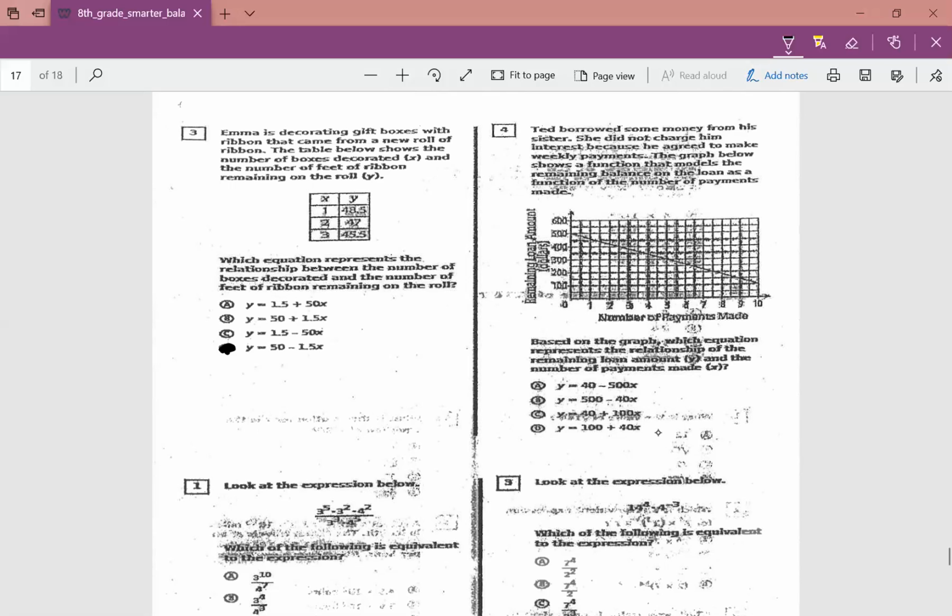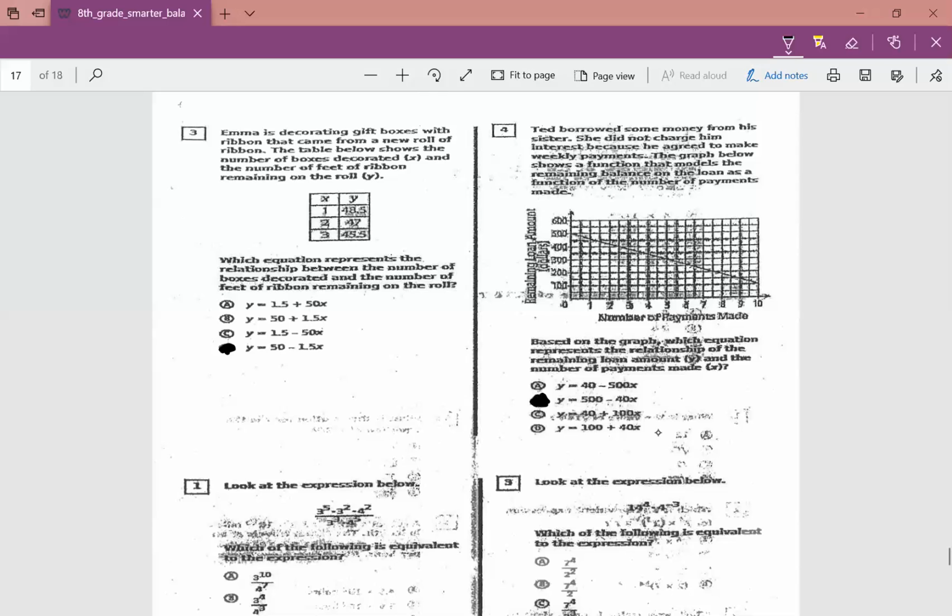Going over to number 4, and these are our last 2 pages. Ted borrowed some money from his sister. She did not charge him interest because he agreed to make weekly payments. The graph below shows a function that models the remaining balance on the loan as a function of the number of payments made. Based on the graph, which equation represents the relationship of remaining balance and the number of payments made? Correct answer here is B.